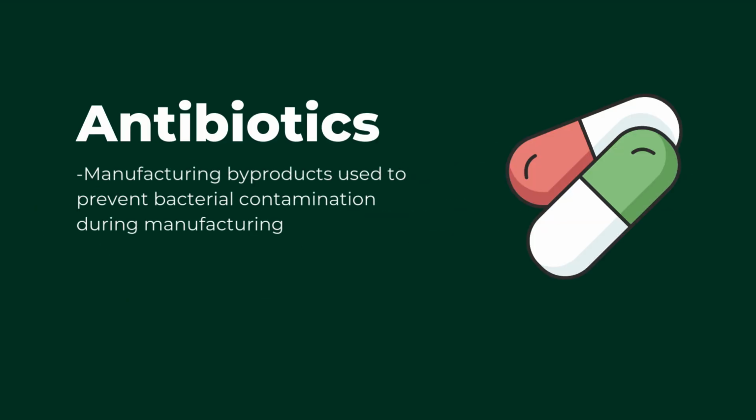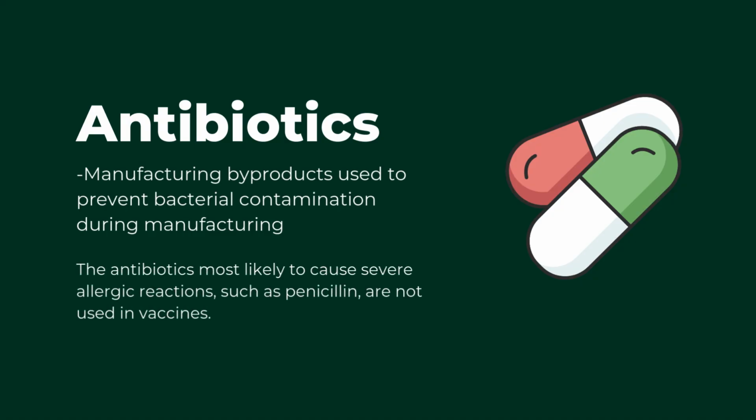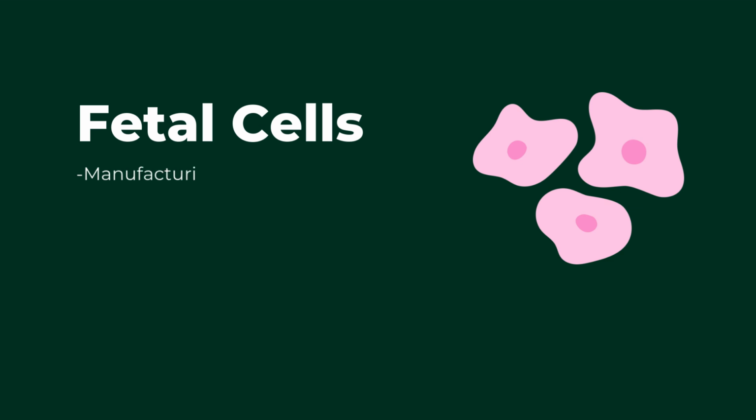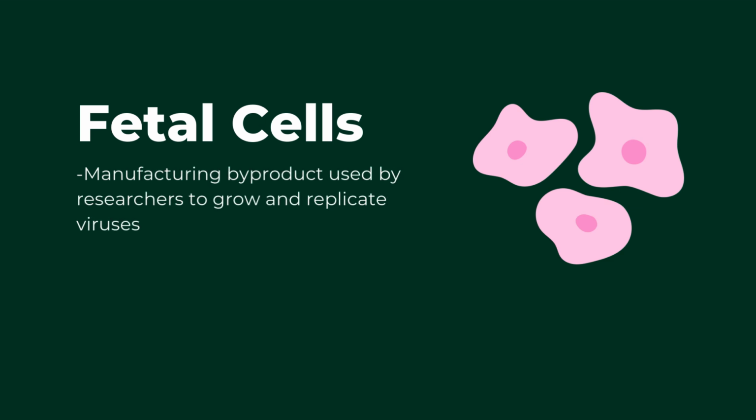Antibiotics, which are vaccine manufacturing byproducts, are used to prevent bacterial contamination during manufacturing. Similar to egg proteins, when the vaccine is purified, most antibiotics are removed. Trace quantities remain in some vaccines, but the antibiotics most likely to cause severe allergic reactions, such as penicillin, are not used in vaccines. Fetal cells are another manufacturing byproduct used in select vaccines.